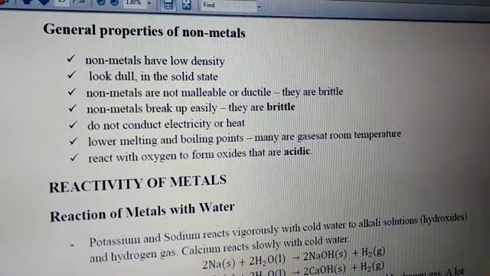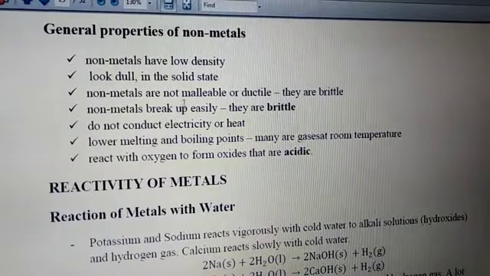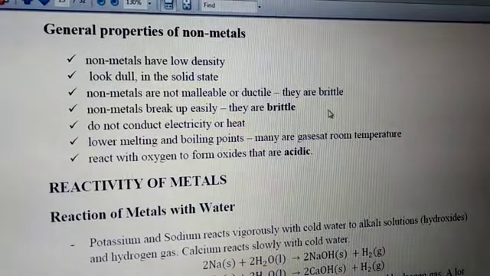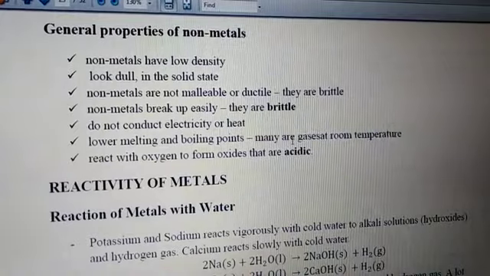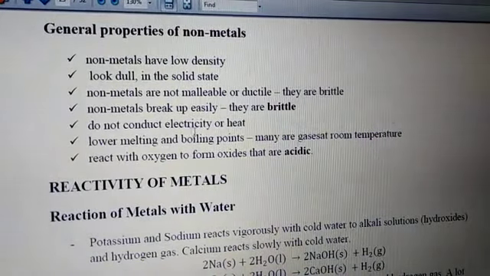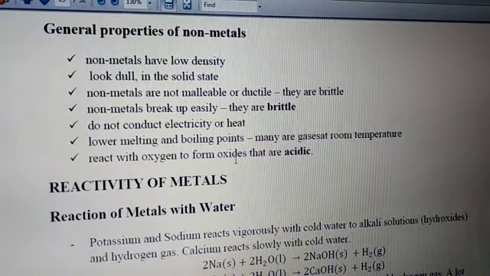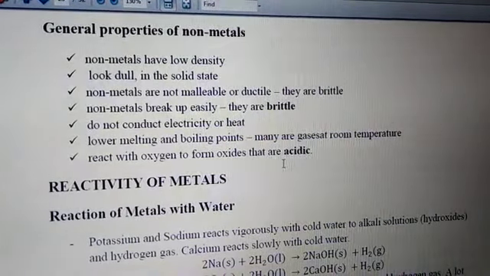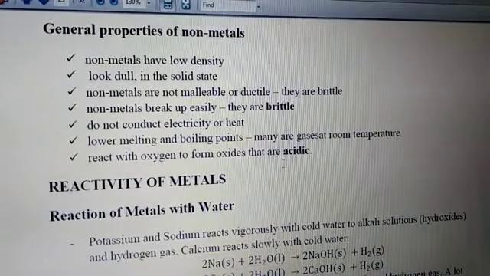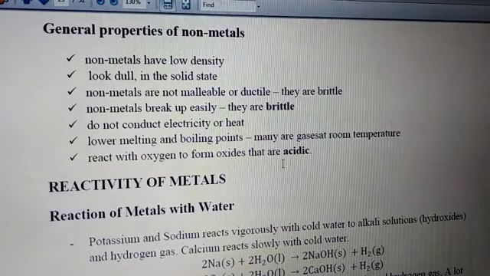What about the nonmetals? The nonmetals have low density. They look dull in the solid state. Nonmetals are not malleable or ductile, meaning they are brittle. They break up very easily. That means they are brittle. They also do not conduct electricity or heat. These nonmetals have lower melting and boiling points. Many are gases at room temperature, though we have some nonmetals that are not gases at room temperature, for example, a wooden table. It's not a gas, but it looks dull. It will be dull unless it has been polished somehow.